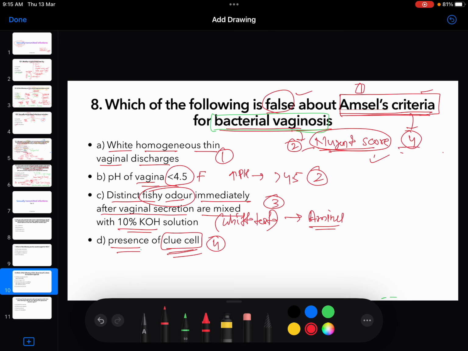There are 4 criteria. Criterion 1 is white, homogeneous and thin vaginal discharge, and the pH is altered, that is more than 4.5, and there is a whiff test. The whiff test is positive due to production of amine which causes the fishy odor, and there is presence of clue cells. So the answer to the question, the false statement, is that the pH of the vagina is less than 4.5. Coming to the next question.